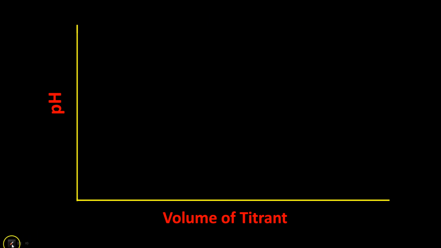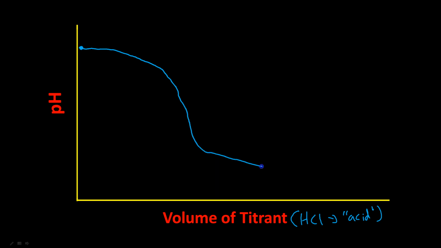What this generally would look like is that we're going to be adding a volume of titrant, which in this case is HCl, or generically just call it acid. We're going to monitor the pH, and since we're starting with a weak base, our pH should be relatively high, basic. As we add titrant, the pH will change gradually, then drop down really rapidly, and then tail off a little bit.